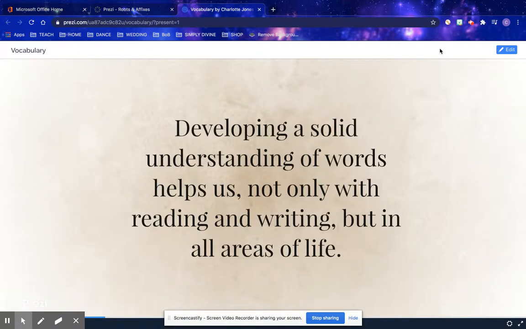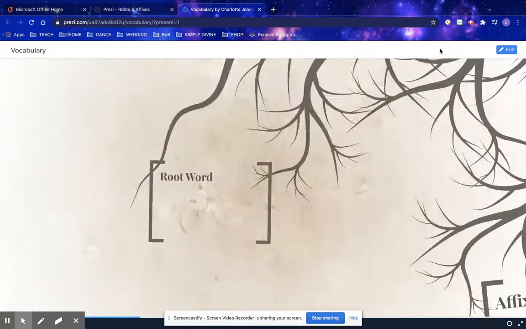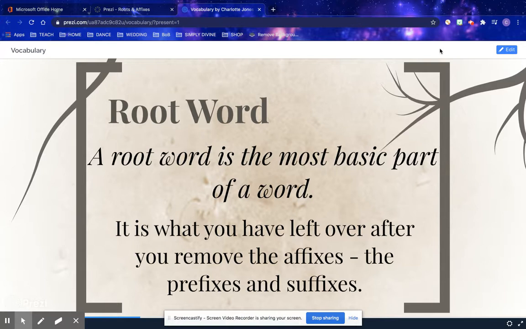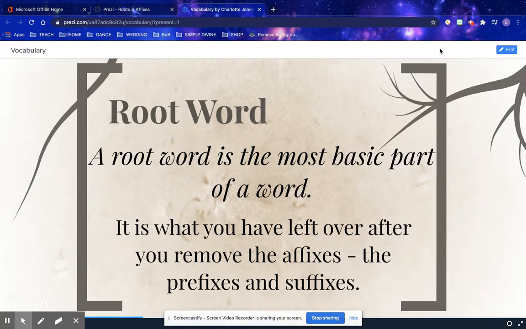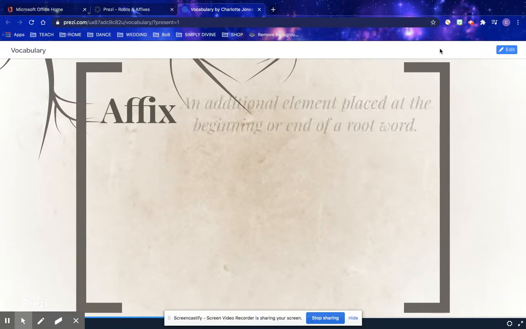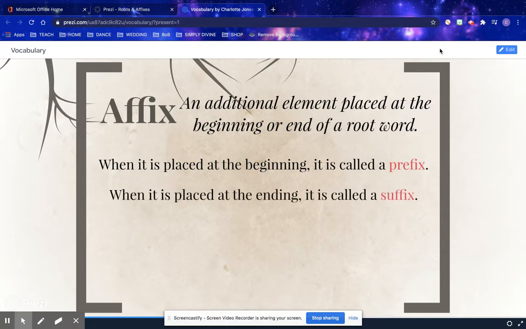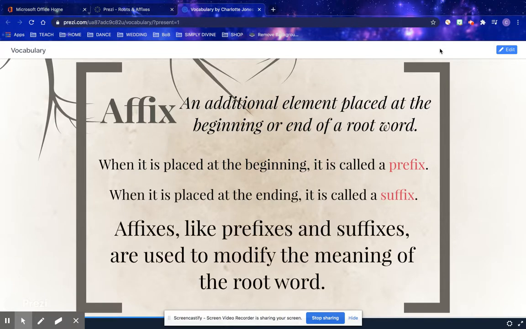So one way that we're going to be doing this is through the study of root words and affixes. A root word is the most basic part of the word. It's what you have left over after you've taken off all the extra chunks, the affixes or the prefixes and suffixes. Affix is kind of like an umbrella term. It can be a prefix if it's placed at the beginning of the word, or it could be a suffix if it's placed at the ending of the word. Whether you have a prefix or a suffix, if you attach an affix to a root word, it's going to change the meaning drastically.